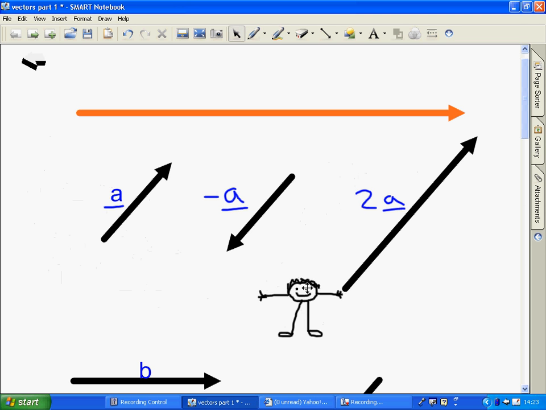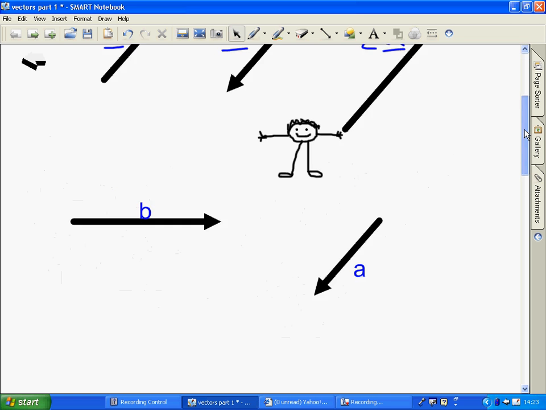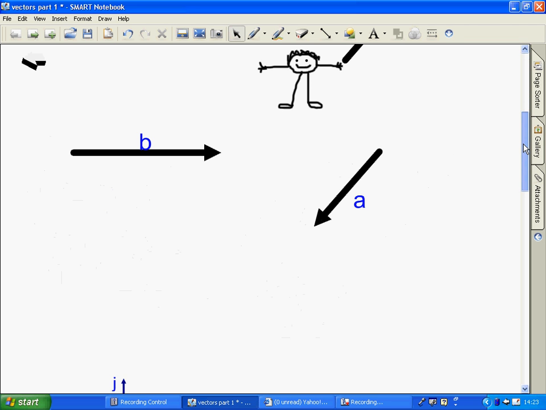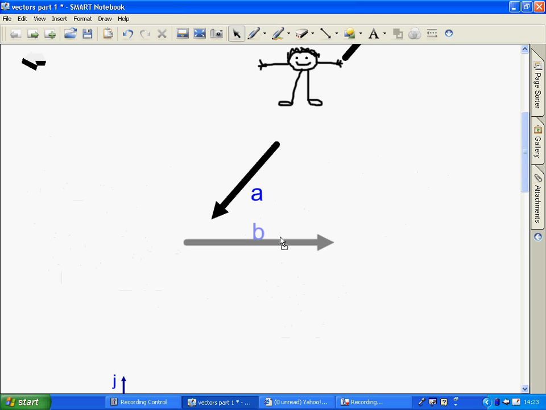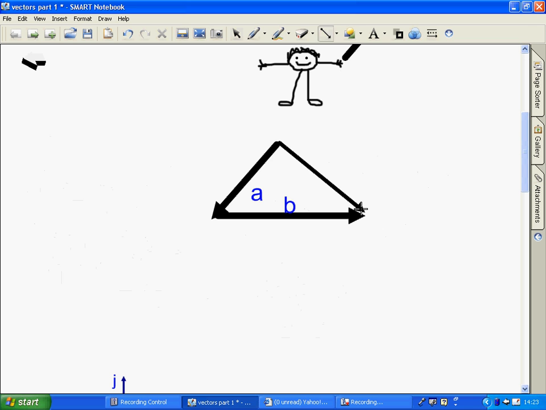Now you can also manipulate vectors and add and subtract them from each other. If we have here the vector A, and I wish to add the vector B to it, all I do is I simply take the vector B and add it on to the end of vector A, and I end up with this new vector here, which I can call A plus B.